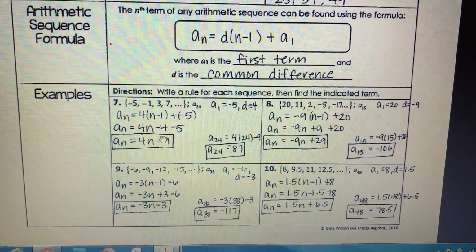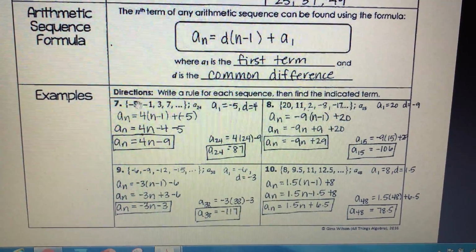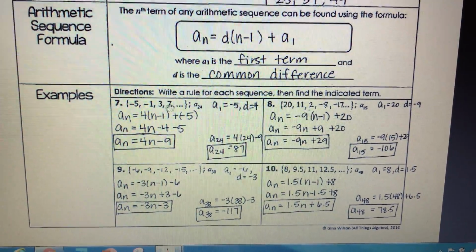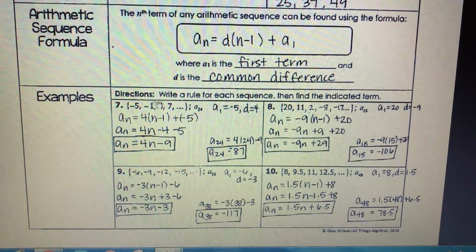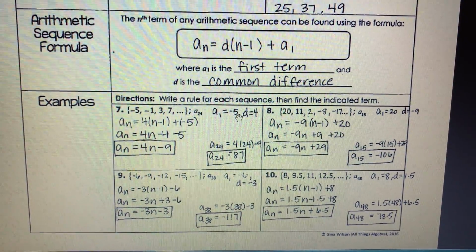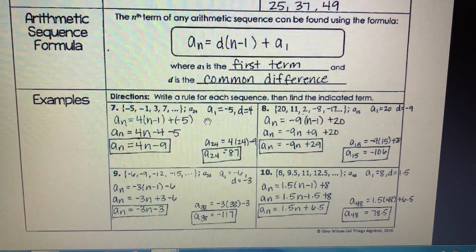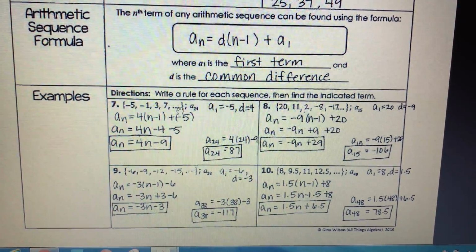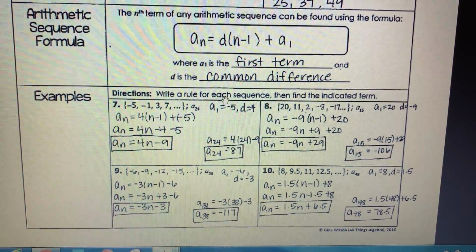This here is the formula for this specific sequence. And so first you need to identify, is it an arithmetic sequence? And then you need to identify the difference, like what's the amount that it's going up or down as we increase in terms, and you need to identify the first term.